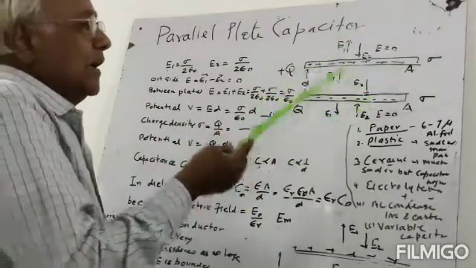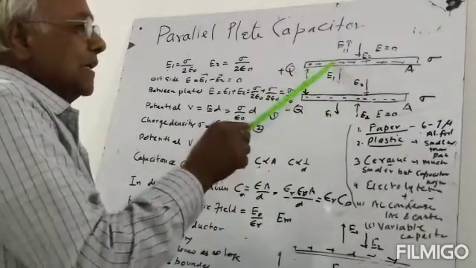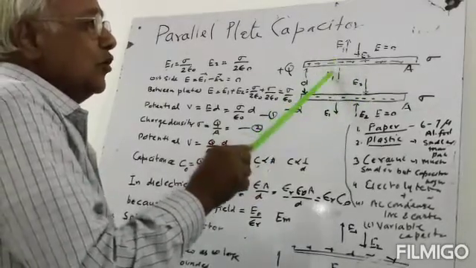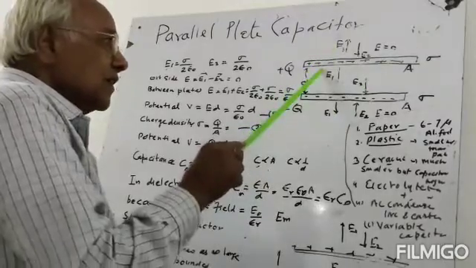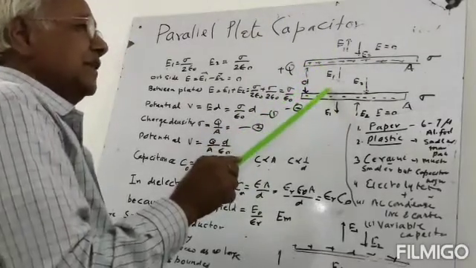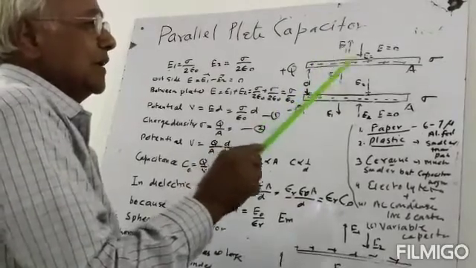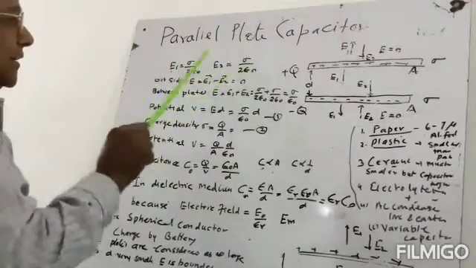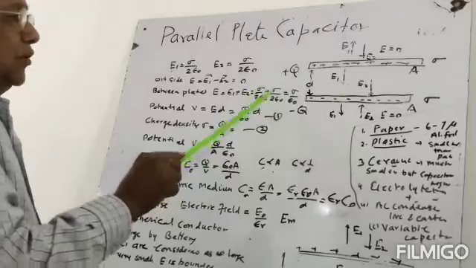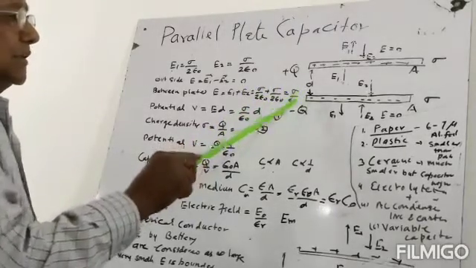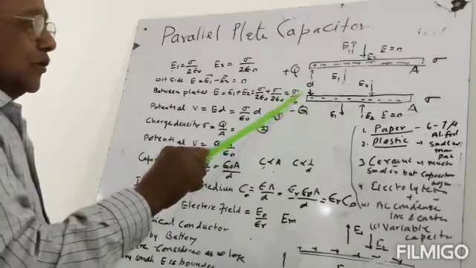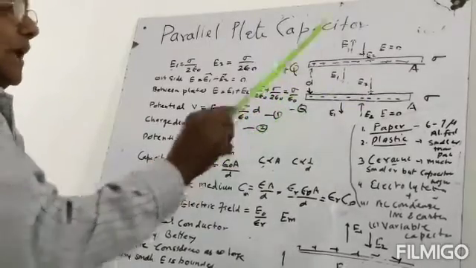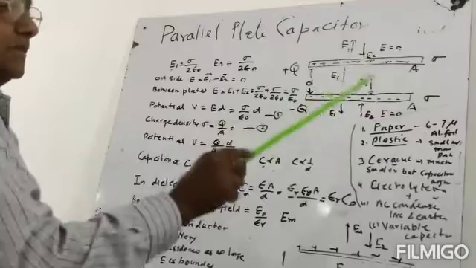Now, what will be the electrical field in between the plates? In between the plates, the direction of E1 is downward, E2 is also downward. So they are in the same direction. So the total electrical field in the region between the plates will be E1 plus E2, which is sigma by 2 epsilon 0 plus sigma by 2 epsilon 0, equal to sigma by epsilon 0. So the electrical field in between the plates is sigma by epsilon 0 and the electrical field outside is 0.